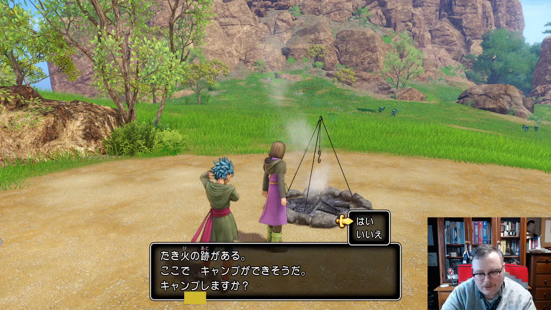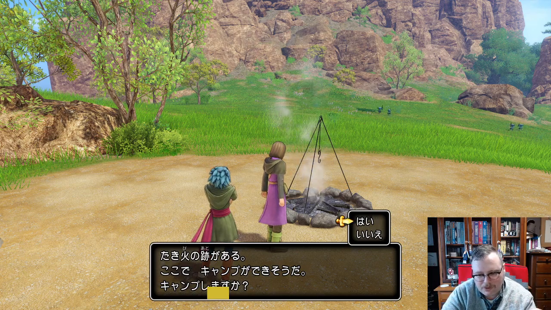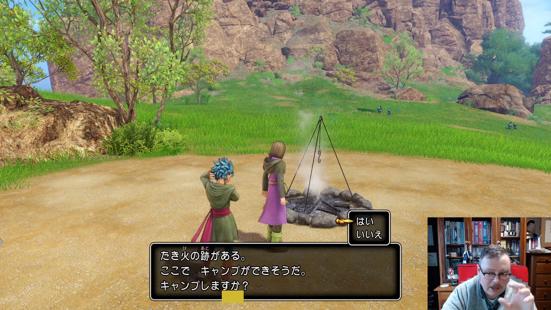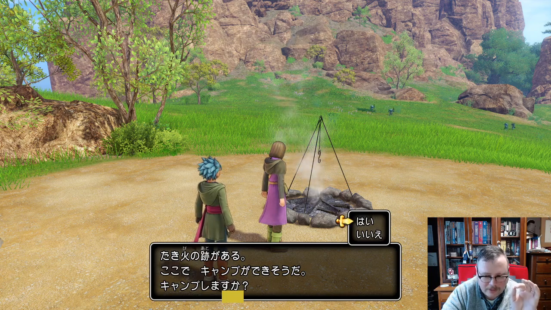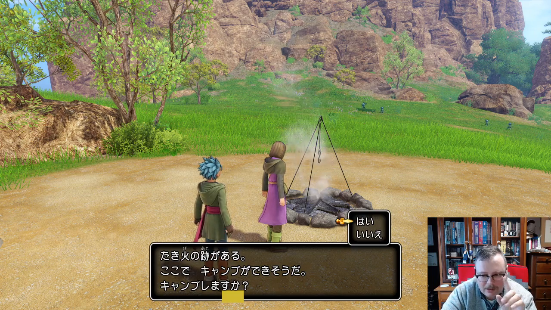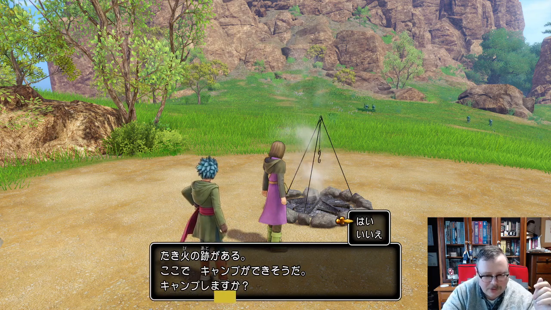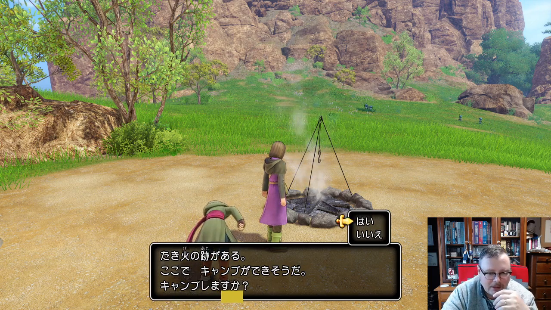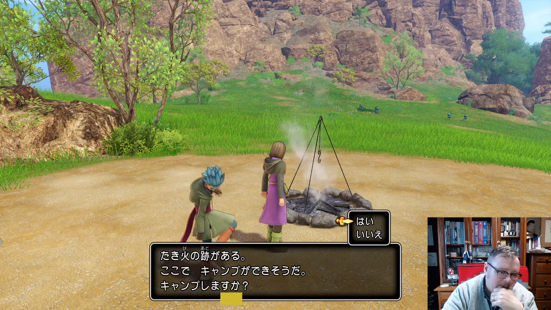So campu suru is to camp. Campu shimasu ka: suru, you change suru to shimasu to make it polite. And then ka is the interrogative final particle. Anytime you see ka at the end of a sentence, it just means question mark. So campu shimasu ka is, do you want to camp? Will you camp?